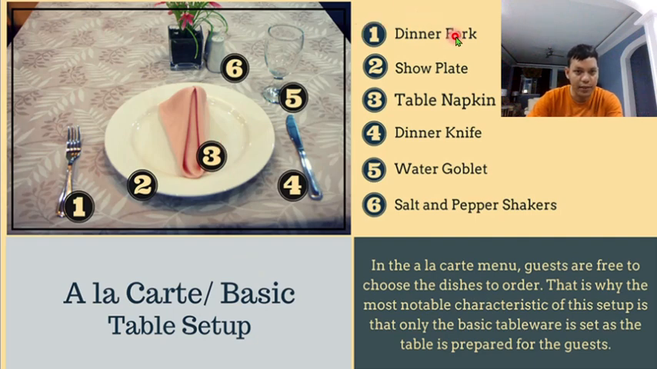As we discussed in our previous discussion, number 1 is the dinner fork. Number 2 is a show plate. Number 3 is the table napkin or serviette. Number 4 is a dinner knife. Number 5 is a water goblet. And number 6, salt and pepper shakers. As you can also observe, there is a 1-inch gap between the edge of the table and the handle of the cutlery. Again, this is a basic table setup.